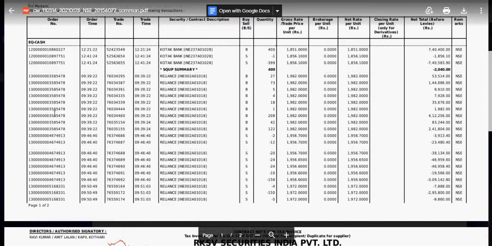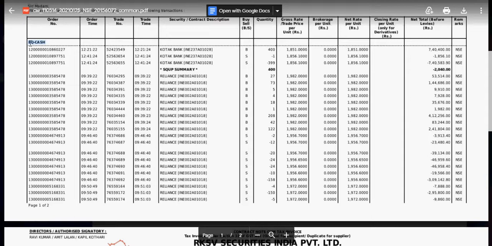So the first column is the order number. The order number represents whatever orders you are hitting. Every order that you punch in has a unique order ID. Of course, only orders that are executed will have the order ID. If you punch in a particular order and that order does not get executed, then that order will not have an order number.